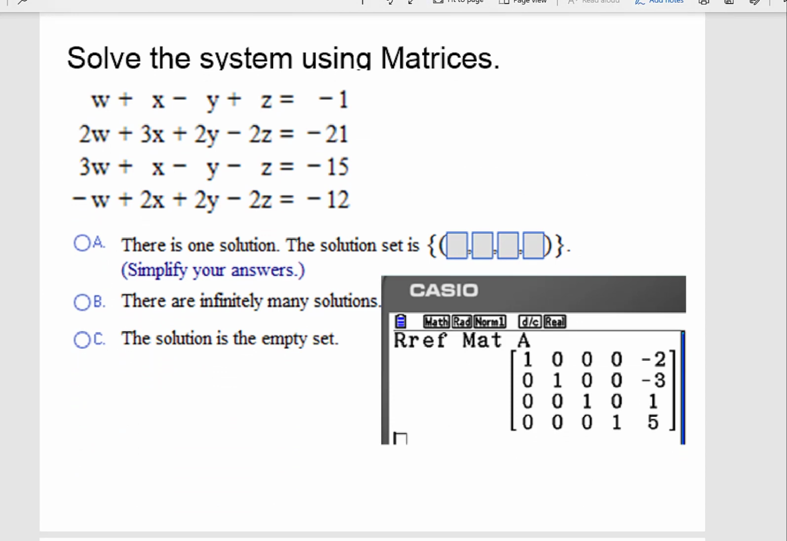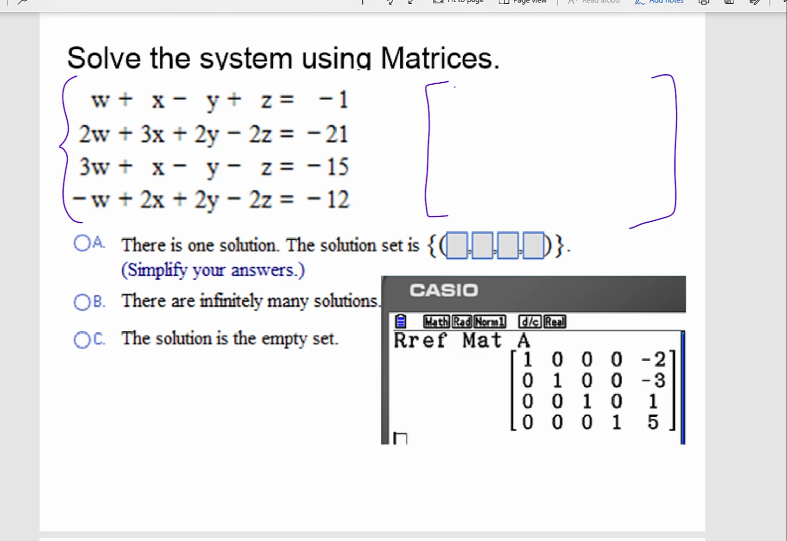So notice now we have a W in the mix. So instead of XYZ, we're solving for WXYZ. Same concept. So let's write it out in a matrix.